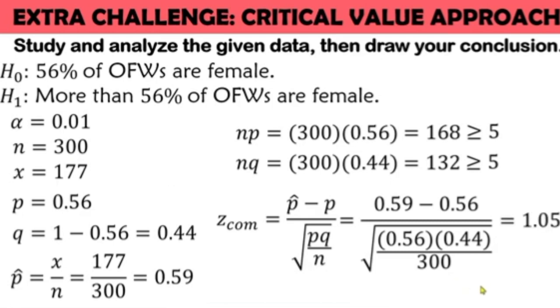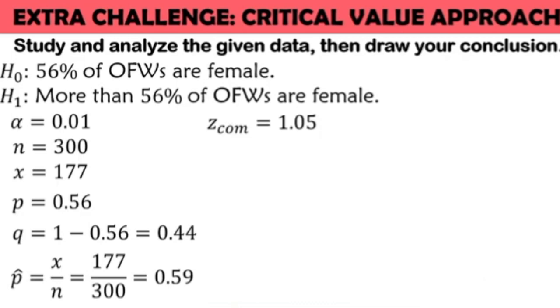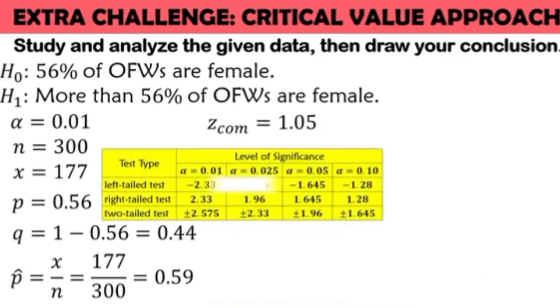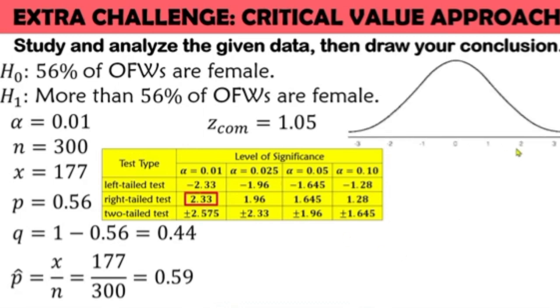Let us continue. Let us recall our z critical values. Since this is a right-tailed test, and 0.01, our critical value is 2.33. Let us plot that. 2.33 is somewhere here. Let us label it. And the rejection region is on the tail of the curve.